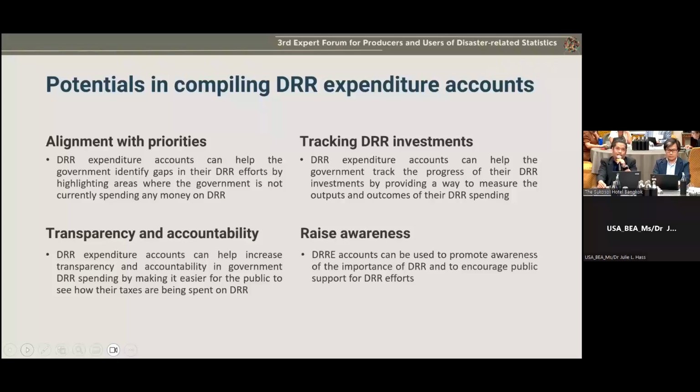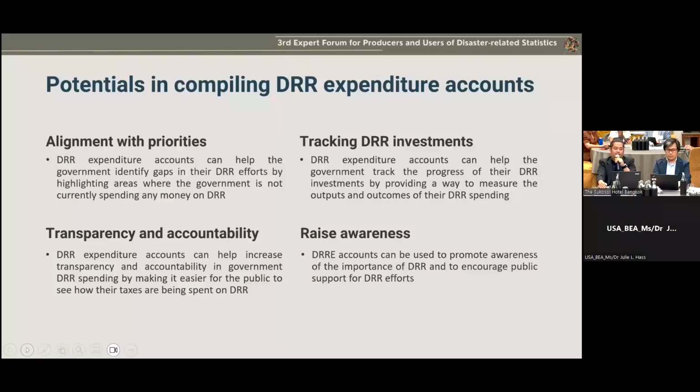So third, under potentials, we have transparency and accountability. DRR expenditure accounts can help increase transparency and accountability in government spending by making it easier for the public to see how their taxes are being spent on DRR. This can help to build public trust in government and to encourage people to support government DRR efforts.